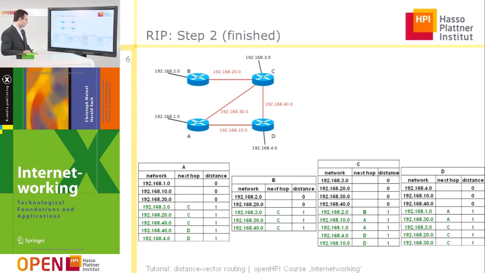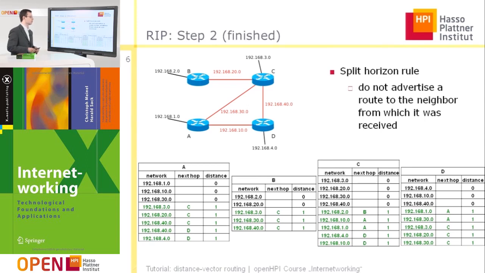However, one rule should be taken into account. Routers should not advertise a route to the neighbor from which it was received. Let's see why it's needed. Let's assume that the router C loses the connection to the network 192.168.3.0 and therefore removes it from its routing table and stops sending the updates.